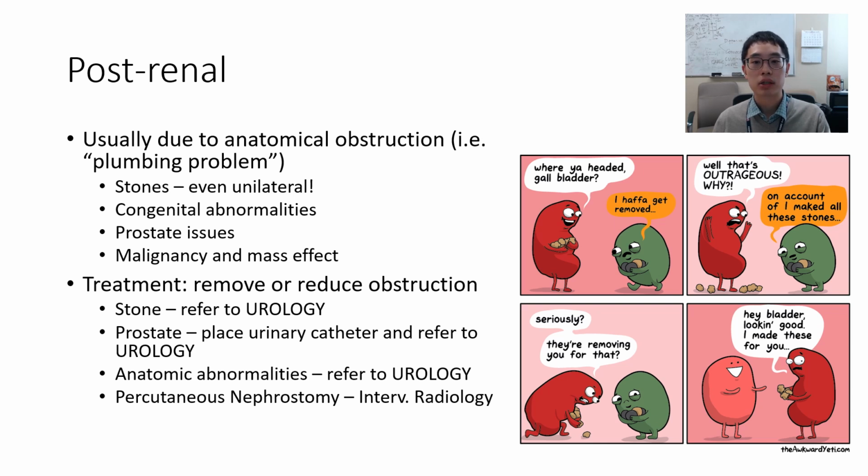But in younger patients, there could be anatomical abnormalities that result in obstructions that can lead to significant kidney injury. We mainly work with our urology colleagues to help with treatment of these conditions, but sometimes interventional radiology can also help with percutaneous nephrostomy tubes that are placed into the kidney from the patient's back in order to access the urinary tract. And this is especially useful when the obstruction is high up or close to the kidney.